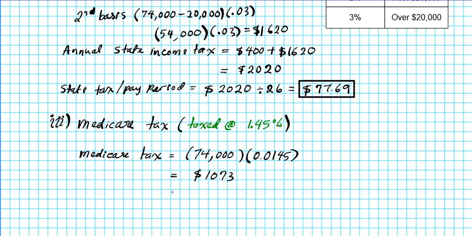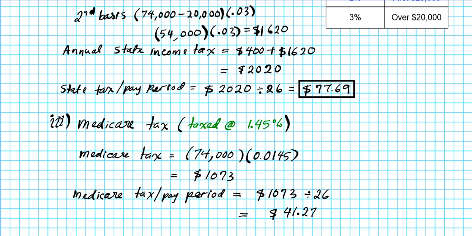So what will her Medicare tax per pay period be? Let's go ahead and compute that. Medicare tax per pay period is simply what you get when you divide her annual Medicare tax, 1,073, by the number of pay periods, 26. Carry out this division with your calculator, and you end up with $41.27. This is the dollar figure that is deducted from Maria's paycheck for Medicare tax.